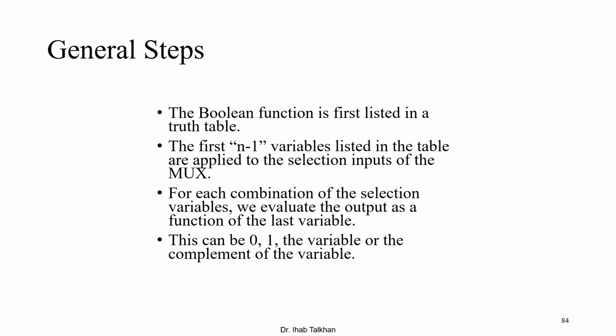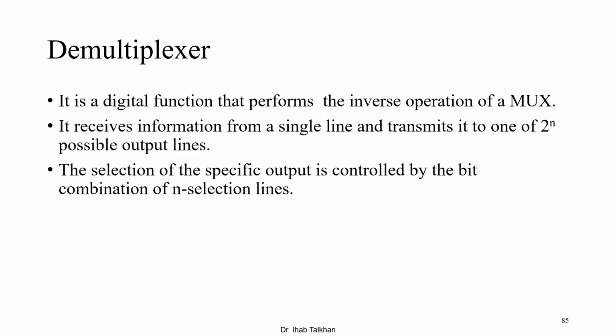Here are the general steps for doing that, which are written in this slide. First, the Boolean function is listed in the truth table. The first n minus 1 variables listed in the table are applied to the selection inputs of the multiplexer. For each combination of the selection variables, we evaluate the output as a function of the last variable. This can be 0, 1, the variable, or the complement of the variable. These are the steps describing what we did in the previous slide, and as you see, we sometimes call the multiplexer MUX. MUX stands for multiplexer.